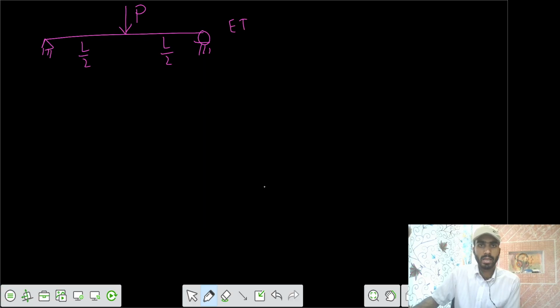Similarly, now we can take the next problem, a simply supported beam, and a load is acting at the midspan. This is L by 2, and EI remains constant. So we can get the delta maximum and theta maximum.